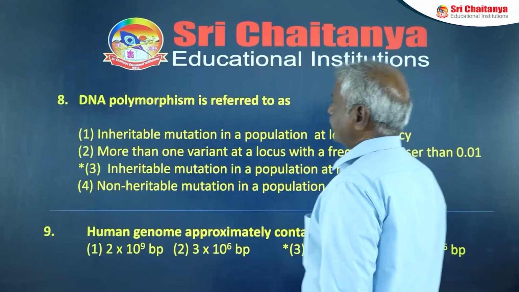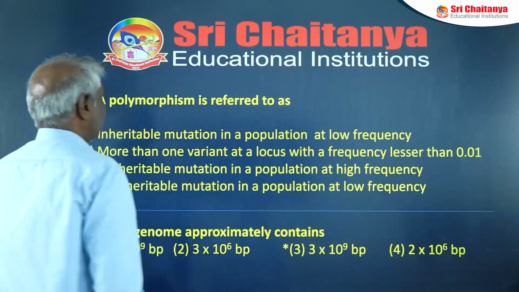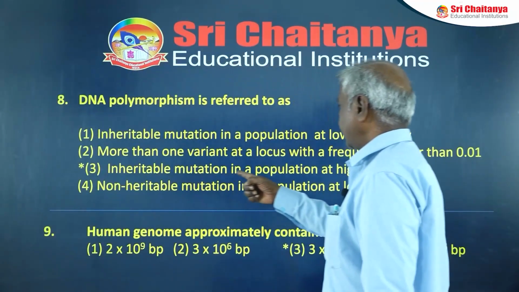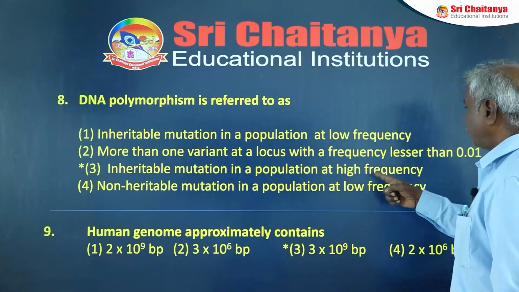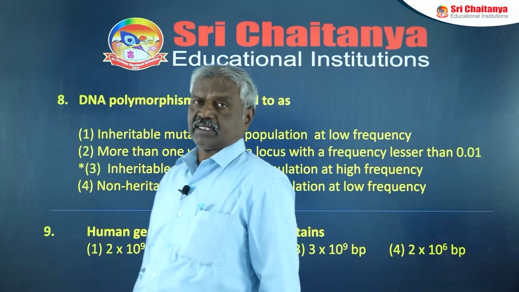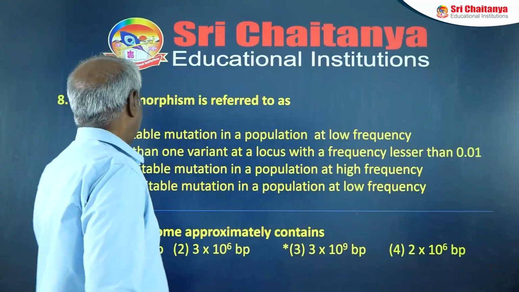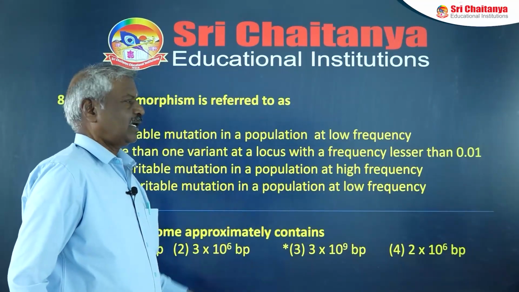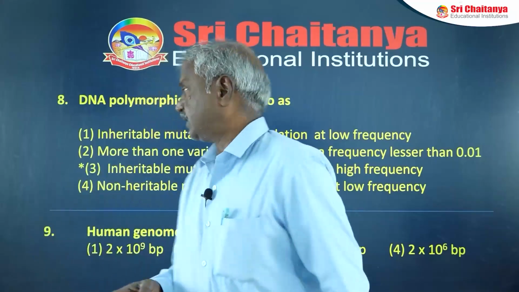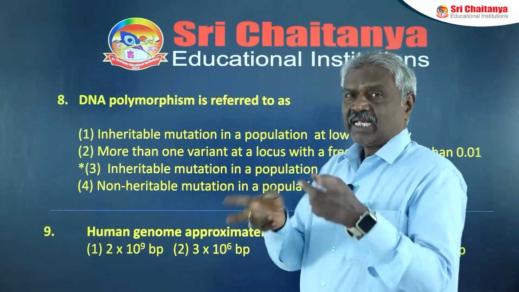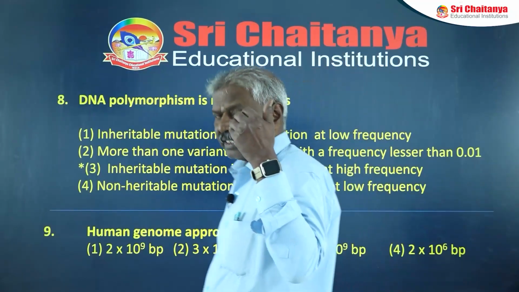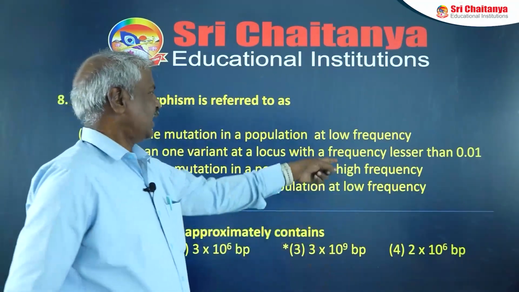Then after that, question number 8: DNA polymorphism is referred to as an inheritable mutation in a population at high frequency. Two components are required: it should show inheritance, very important, and it should have high frequency. These are the two components. Be careful, every time they are mixing these two. First point, it should have high frequency.